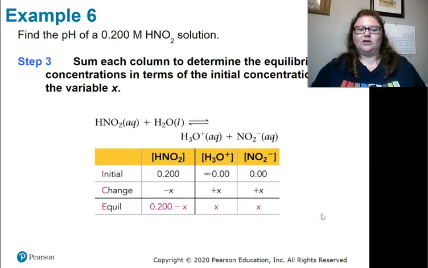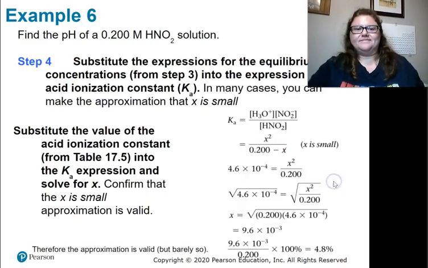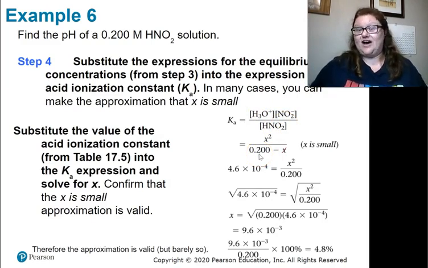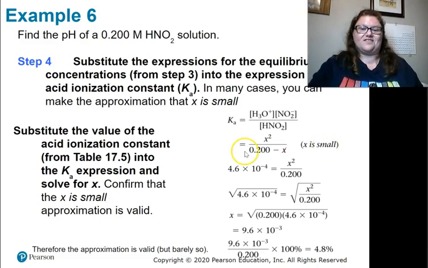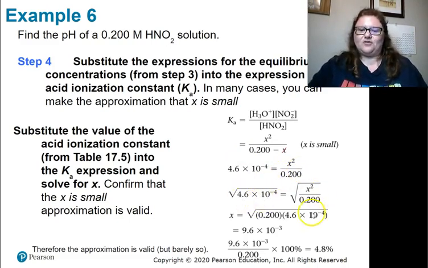We're going to carry that down to the equilibrium line, and now we have what we need to plug into Ka. So here's our Ka expression, products over reactants, and we see a similar scenario that we saw in example 5. The Ka and 0.2 are small. So let's go ahead and try this again where we could say neglect x when it's next to 0.2. That way we simplify the algebra, we avoid the quadratic equation. So we can come down here and square root both sides, we can simplify, take the final square root, and what we get is 9.6 times 10 to the negative 3 for our x.